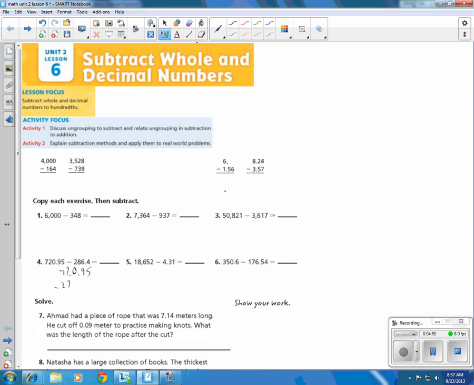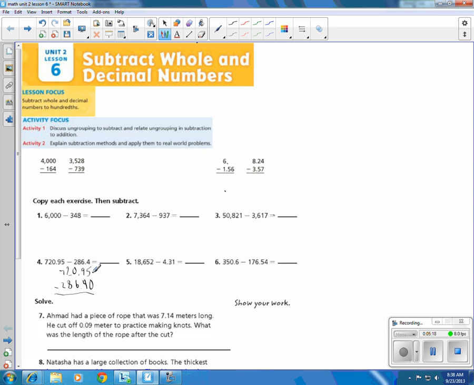Sorry guys, I'm still getting the hang of how to use this. Just bear with me. Minus 286 and 4 tenths. So I'm going to go ahead and insert a placeholder 0 there. I've got my decimals lined up, so that lets me know that my place values are aligned correctly.